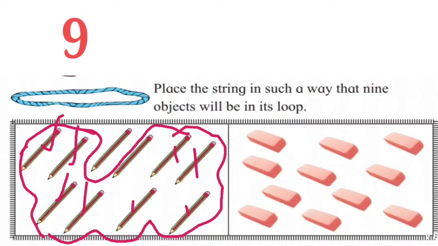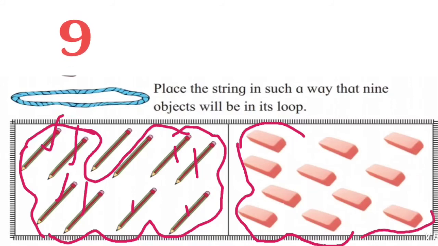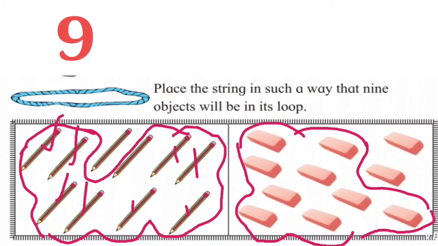What is this? These are erasers, and we have to put 9 erasers. 1 2 3 4 5 6, and this is 7 8, and this is 9. Okay, have you understood? Very good, very nice.